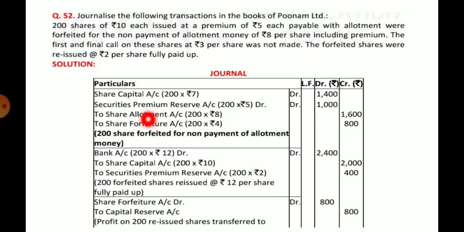Share capital 200 into 7, okay. Securities premium reserve 5, okay, 200 into 5. And the remaining amount, as mentioned there, 3 per share was not made. So the called up money will be 7 rupees including premium, okay. To share allotment 200 into 8, to share forfeiture, whatever amount is left will be share forfeiture, okay. So it will be 800, right?